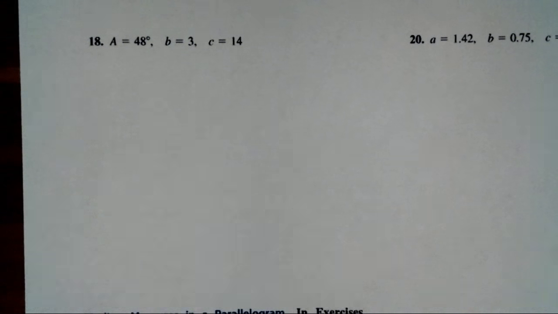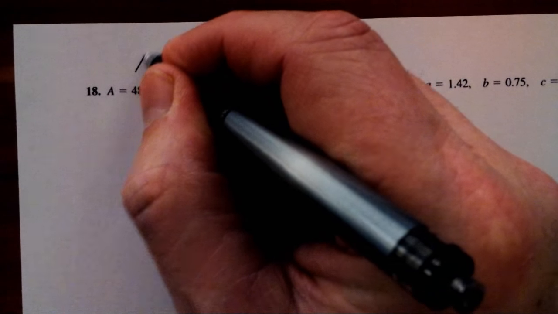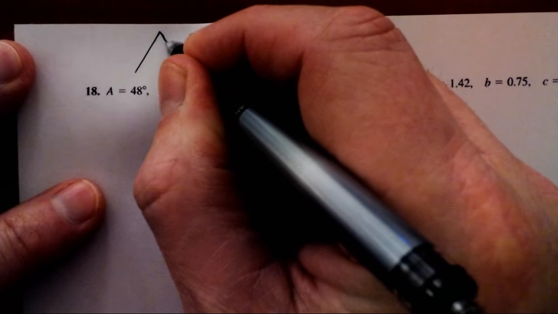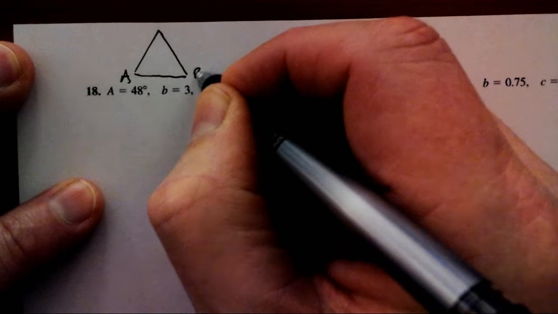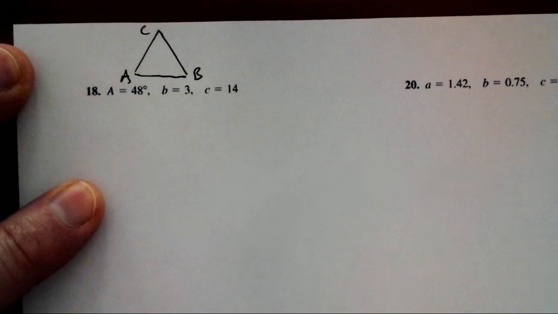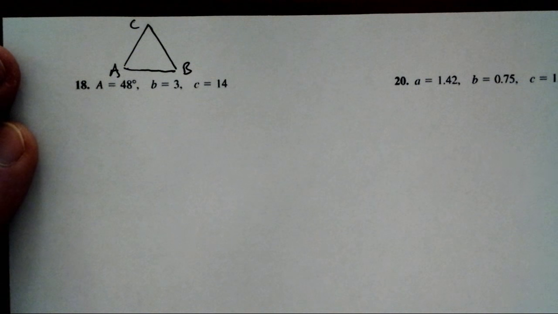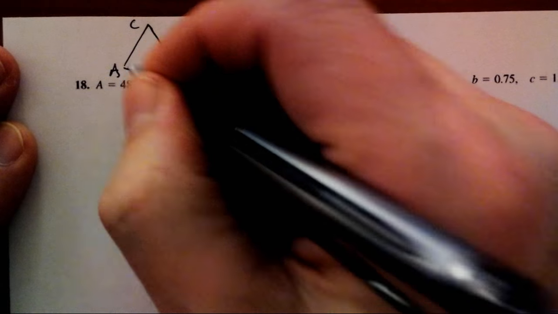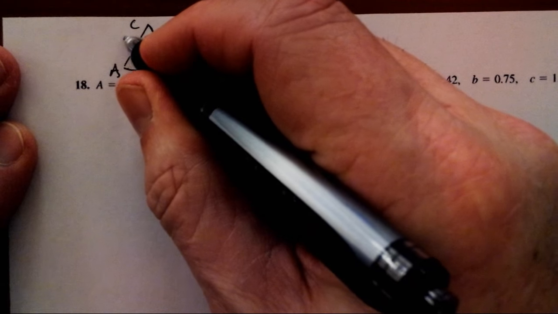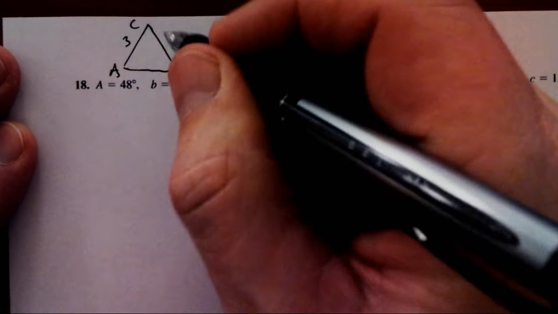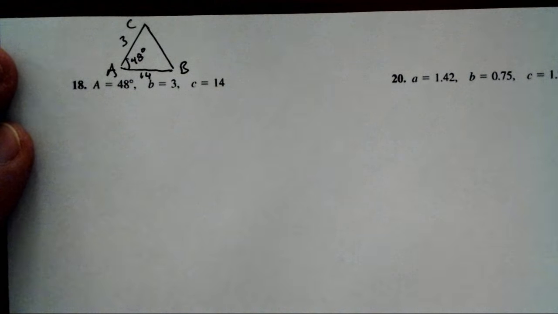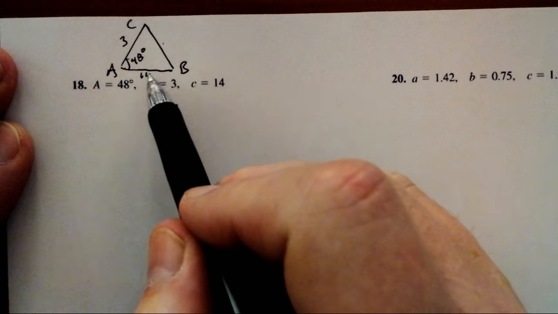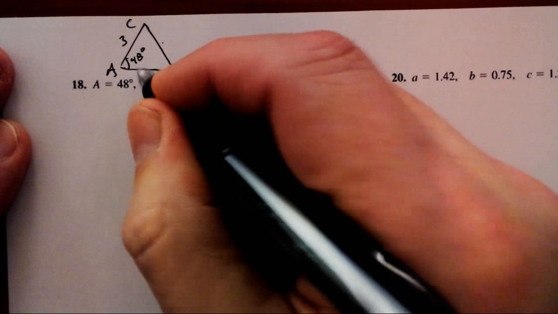Number 18, I'm going to go ahead and draw a triangle up here. Leave some space in case we need some room. I don't try to draw these to scale. You're welcome to if you'd like. Angle A is 48 degrees. Side B is 3. And side C is 14. This one's 48 degrees. I can't law of sines this. I don't have a side opposite an angle or an angle opposite the known sides.